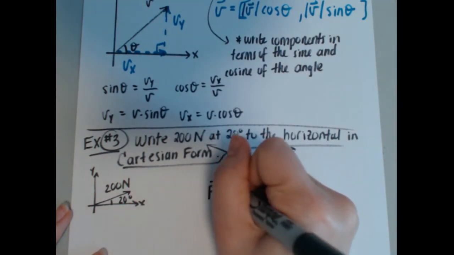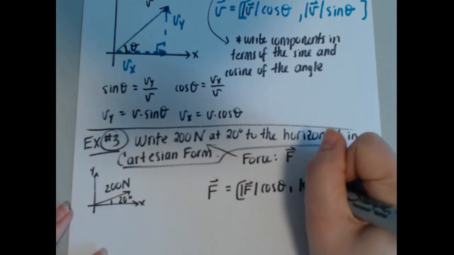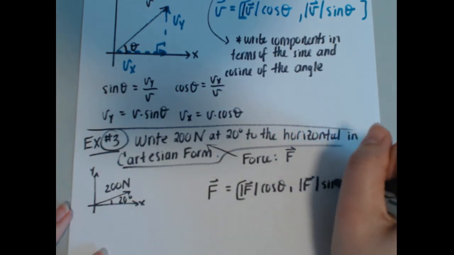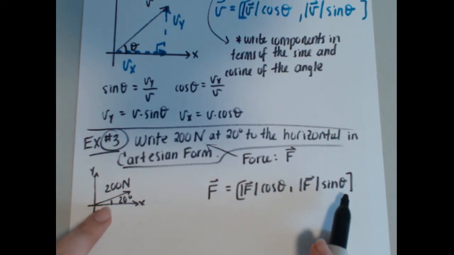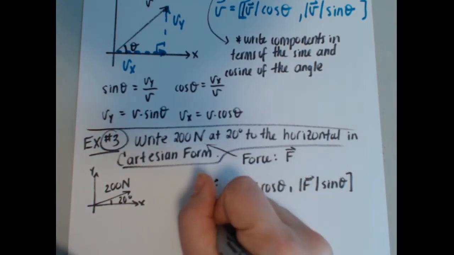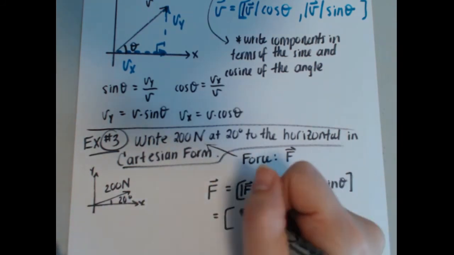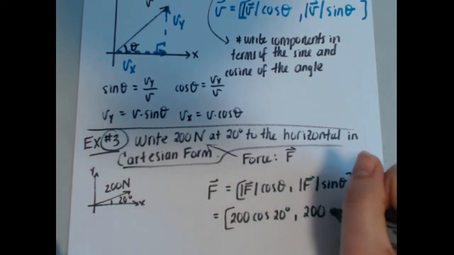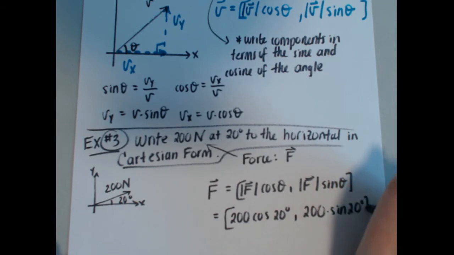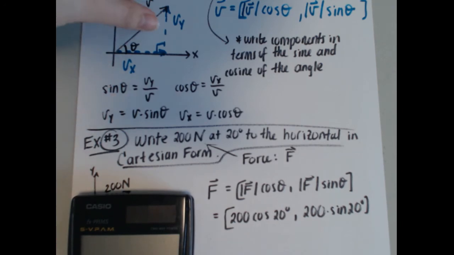All right, so F is going to be equal to the magnitude of F times cosine of theta for the x component, and the magnitude of F times sine of theta for the y component. And I can use this formula because the angle is given between the vector and the x-axis. If it's not, you just have to figure out what that angle is going to be. All right, so the magnitude of the vector is 200. So that's 200 times cosine of 20 degrees, comma 200 times sine of 20 degrees. All right, so all we need to do is grab our calculators and figure out what this is going to be equal to.